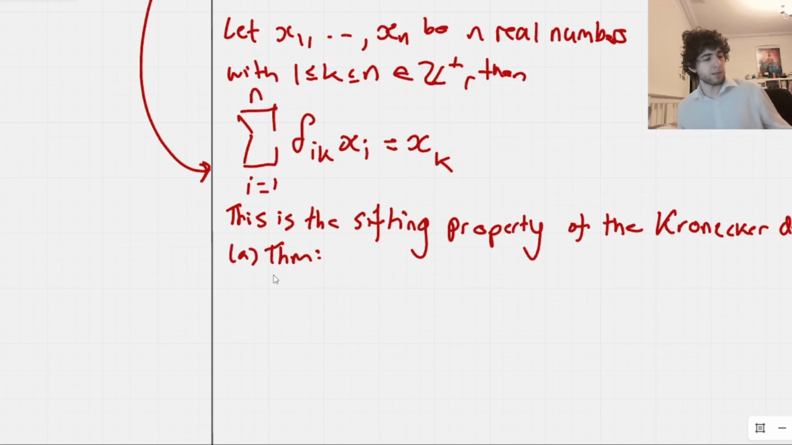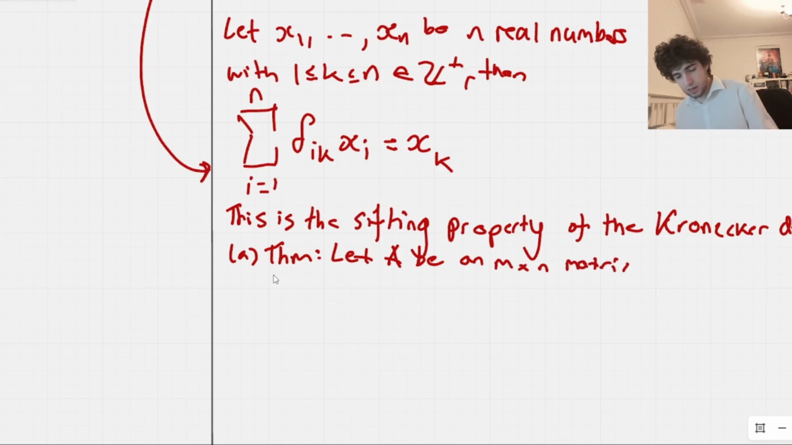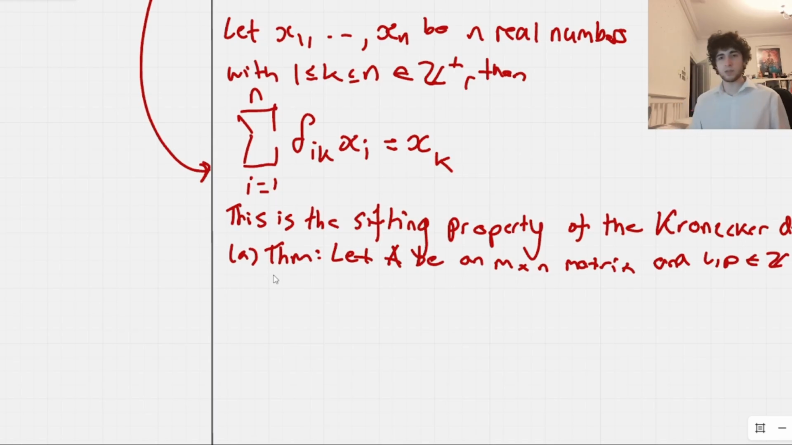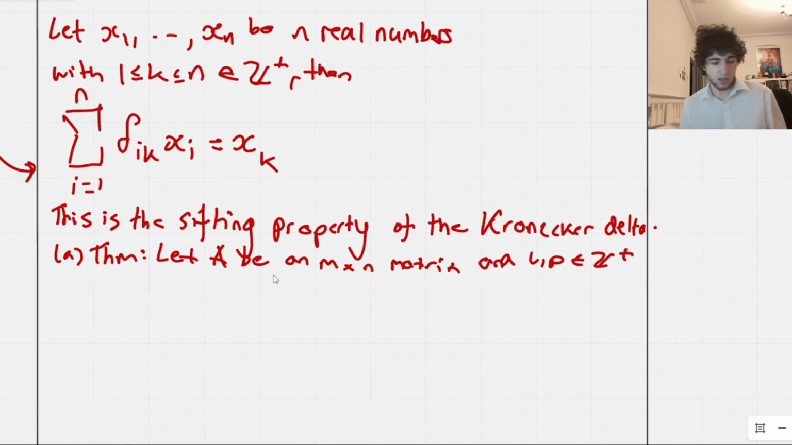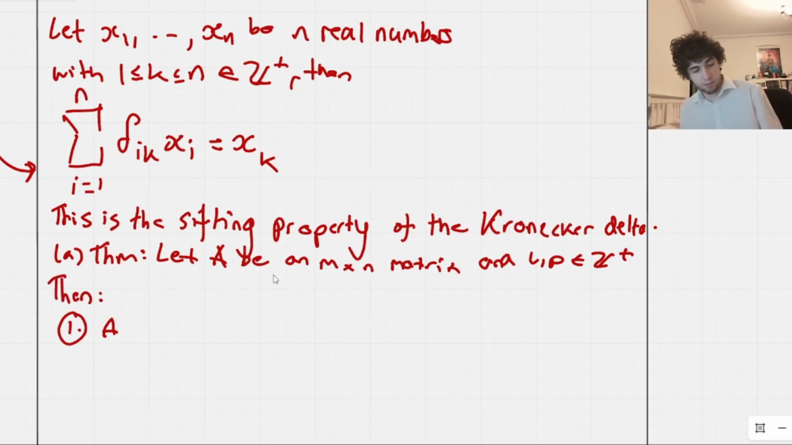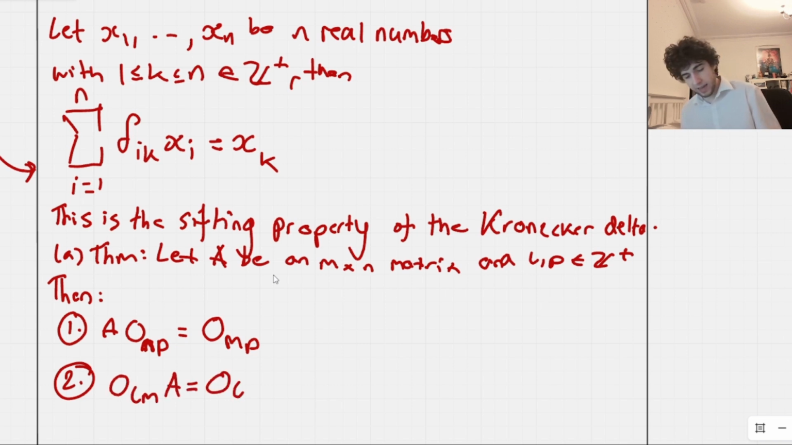So the first theorem here is as follows. Let A be an m by n matrix and define L and P to be positive integers. That's what that sign there means. Then we have these four rules. A multiplied by the n by P zero matrix is the m by P zero matrix. And the L by M zero matrix multiplied by A is equal to the L by N zero matrix. So those are the zero matrix rules.